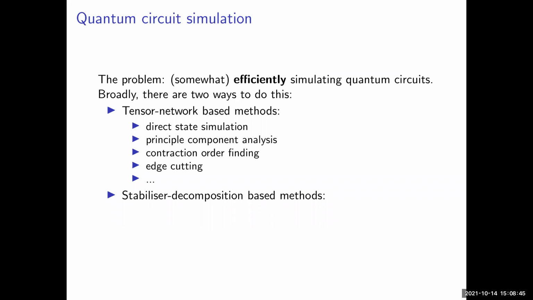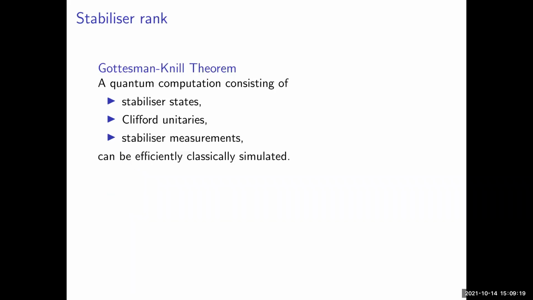And the other approach is based on stabilizer decompositions. And there are two different ways to do that. It's either using stabilizer extent or stabilizer rank. And this talk is about stabilizer rank. And in fact, our approach can be seen, if you squint at it, as a marriage between the stabilizer rank approach and the tensor network approach, where our ZX diagrams are a type of tensor network, and we can view ZX diagram rewriting as a sort of smart contraction of a tensor network. Okay, so let me explain what the stabilizer rank stuff is.